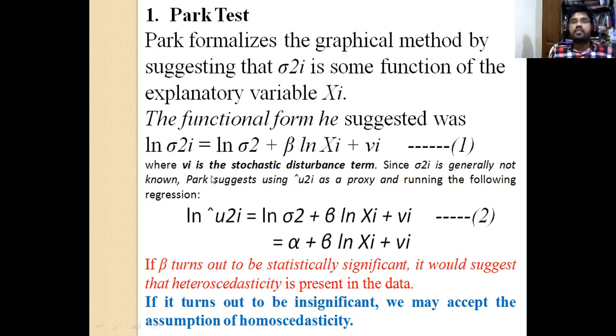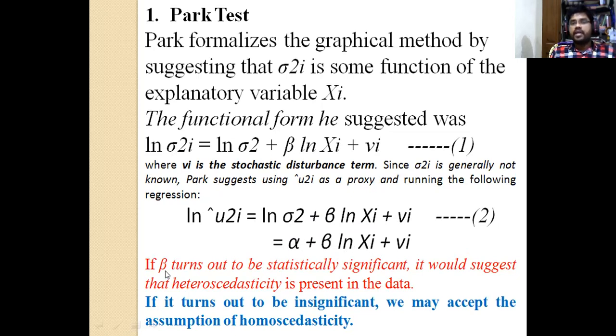Okay, that is v. And since the variance is generally not known, for example, we don't know the variance of the model, Park suggested using the squared residual as a proxy and running the following regression. As we don't know how much the variance is, that's why we can run the model. That is the natural logarithm of the estimated error: ln u2i is equal to the natural logarithm of sigma square plus beta 1 ln xi plus vi. So when we convert, that is alpha plus beta 1 ln xi plus vi.